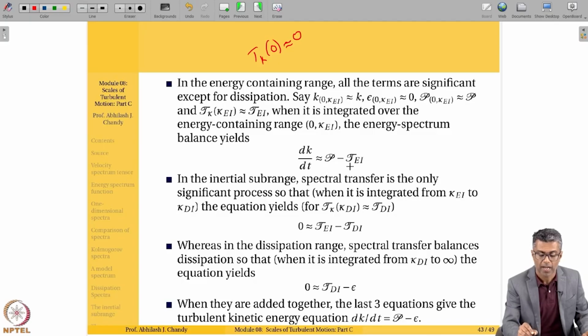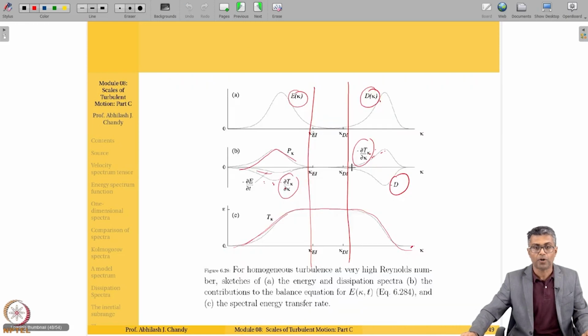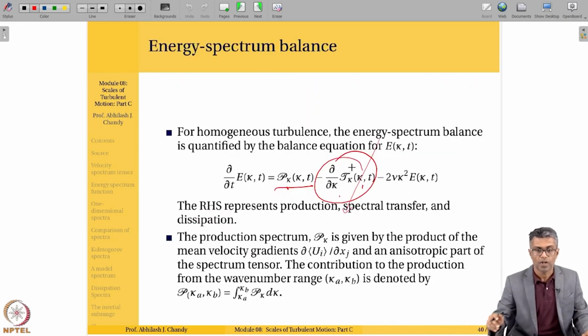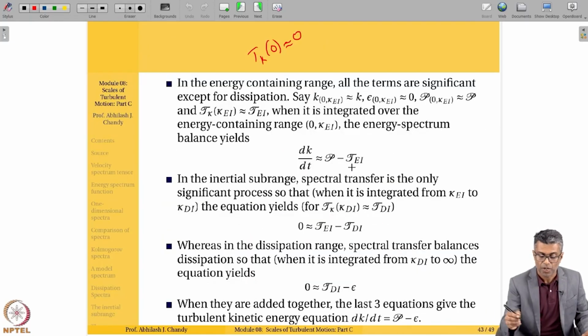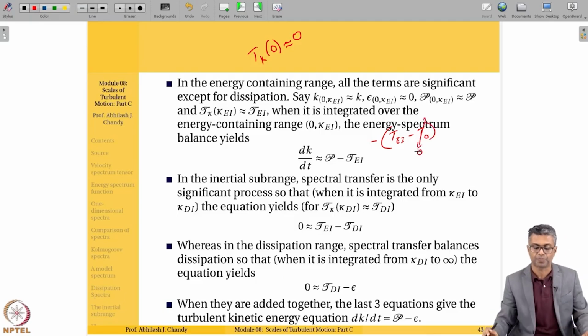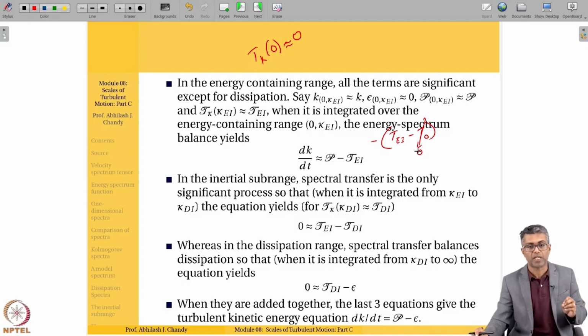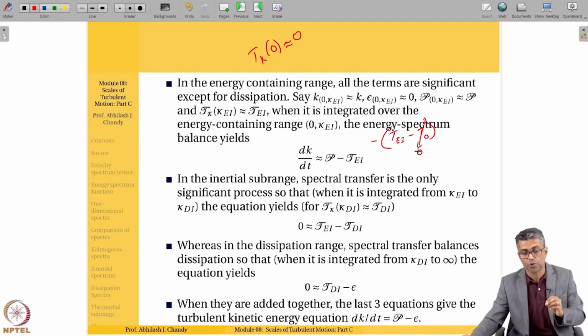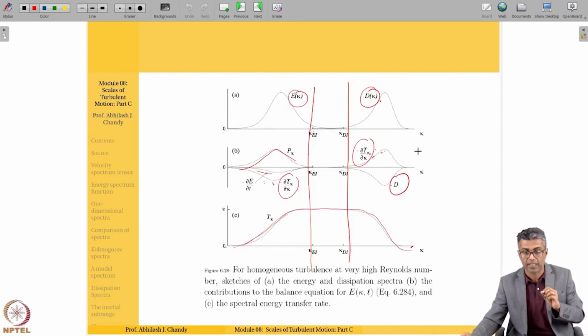You have only production and you don't have dissipation, so you have minus TEI. Why? Because from here you would get T minus, isn't it? You would get minus TEI, minus of TEI minus T0, which is 0. So that is how you get minus TEI. So dk dt is production minus TEI. There's more analysis to be done in terms of each of these terms, and that is what we will do starting in the next class.